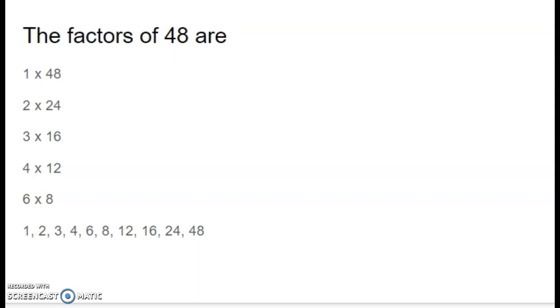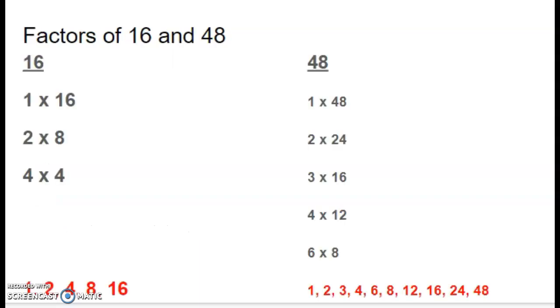So, many of you, by looking at the factors of 48, noticed that all the factors of 16, which are 1, 2, 4, 8, and 16, are also the factors of 48. I see a 1, I see a 2, I see a 4, I see an 8, and I see a 16. So why do you think that is true?